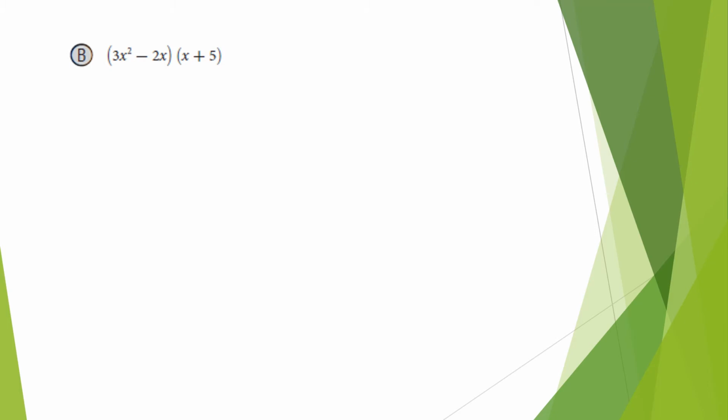Let's try this one. Let's put FOIL in front of me. I'm going to do first. So 3x squared times x will be 3x cubed. So I finished the first.